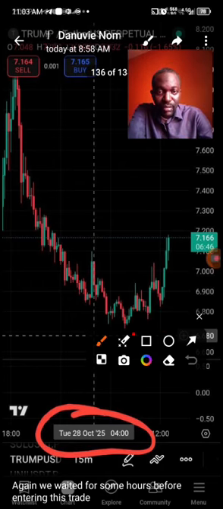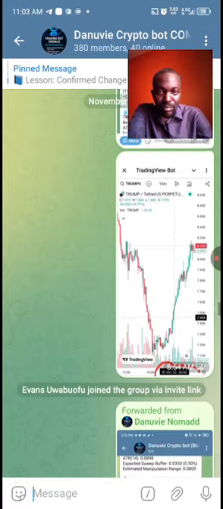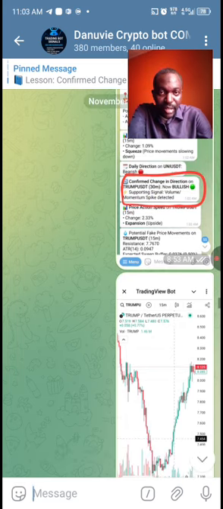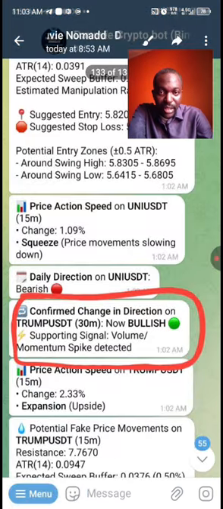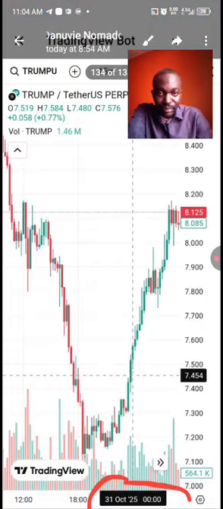Okay, let's see if we can look at another one. Okay, let's look at this one. It says confirmed change in direction on Trump, now bullish, and it says 1:02 a.m. So 1:02 a.m. on TradingView will be 12:02. Let's locate 12:02, and you can see it. So just a 2 minute difference.